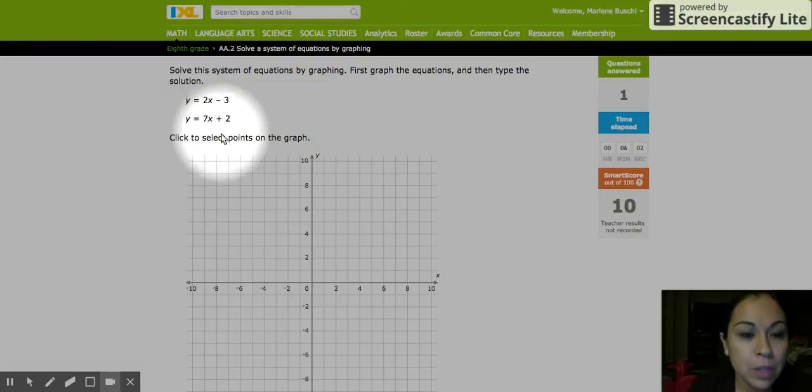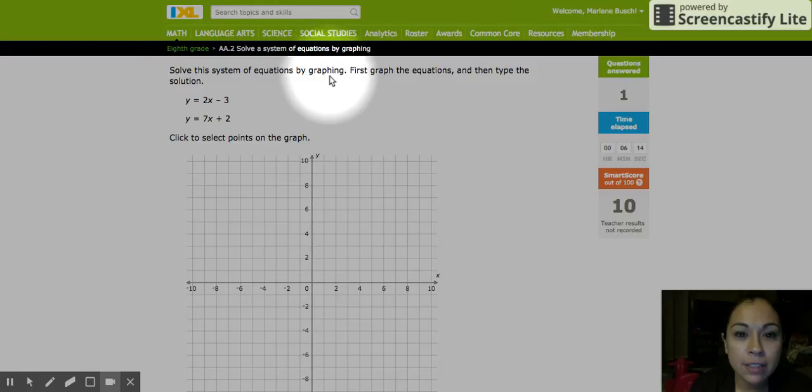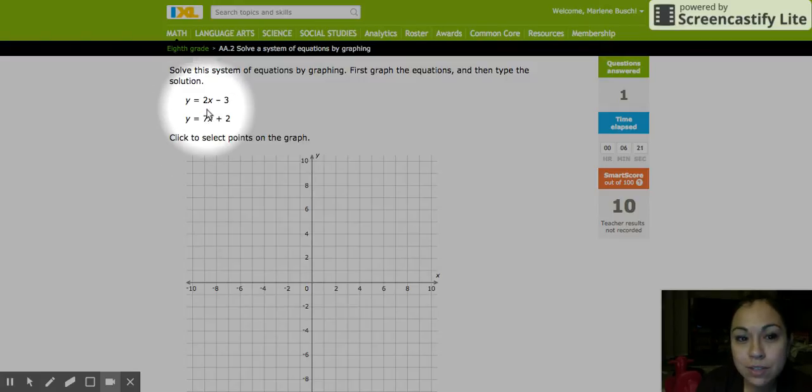Beautiful, super. So now, let's do another example. Okay, y equals 2x minus 3, y equals 7x plus 2. The question is, solve by graphing, see if there's a solution. Right away you should see, because they're different slopes, that means that there is a point of intersection.